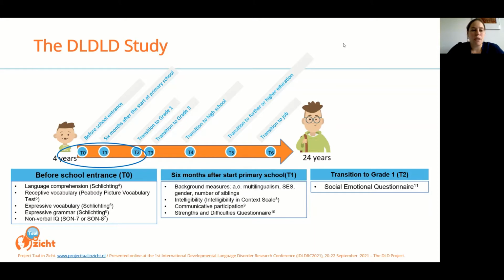So T0, which was the measurements were done when children were not at school yet, so before school entrance. At T1, that was 6 months after the start of primary school, and T2, which was at the transition to grade 1. And because these are actually cohorts of children, right, that are taking part in our project, not all 600 participants, obviously, have completed data collection at all 3 time points yet. So please note that all the results that I'm presenting today are still preliminary.